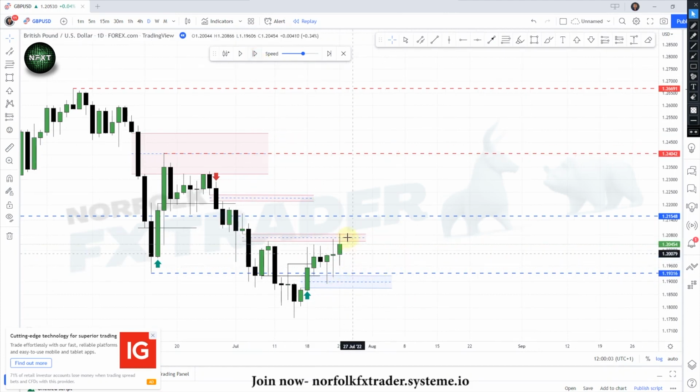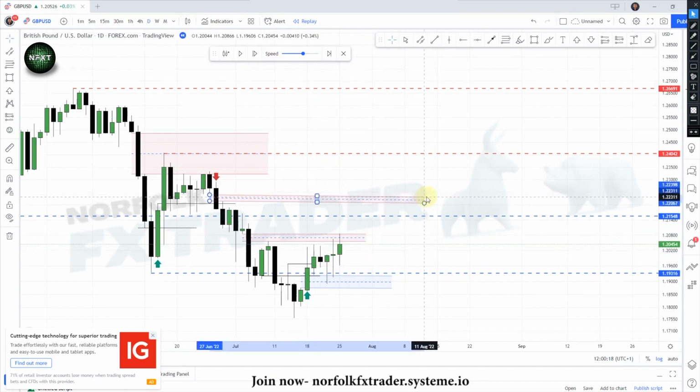So that target has now been filled. That imbalance has been filled. That shows you continuation of the higher lows. We may see a drop back and eventually a push through. Once we see the push through this level, we know we're going to go to the next level, which is here.